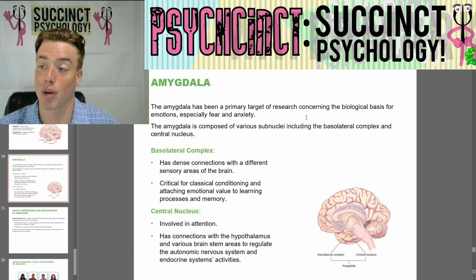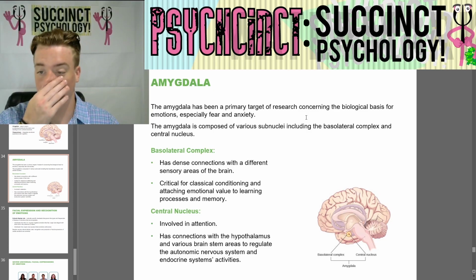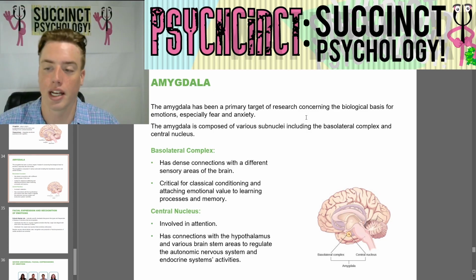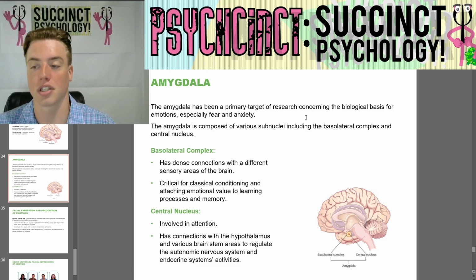The amygdala has been a primary target of research concerning the biological basis for emotions, especially fear and anxiety. The amygdala is composed of various subnuclei, including the basolateral complex and central nucleus. So what is the basolateral complex? It has dense connections with different sensory areas of the brain, and is critical for classical conditioning and attaching emotional value to learning processes and memory.